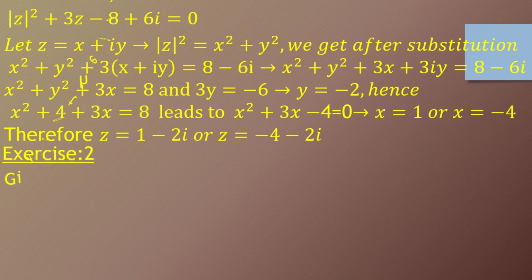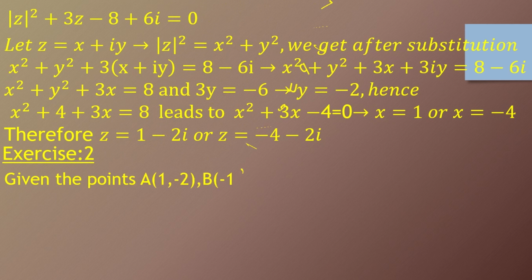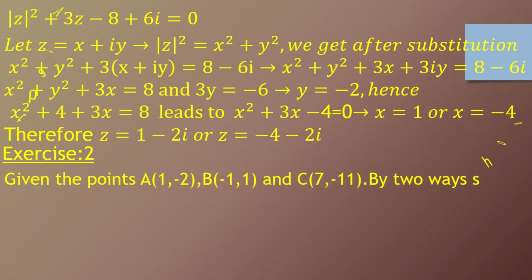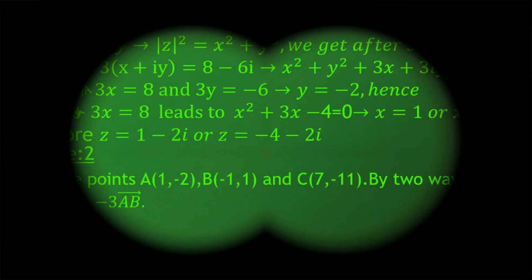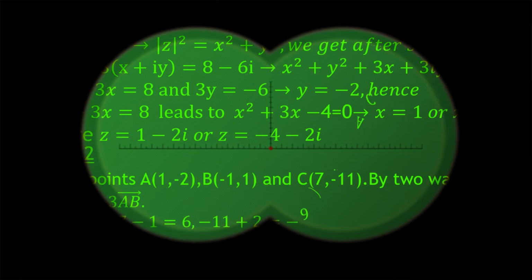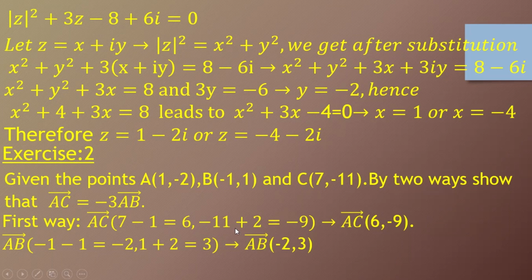Exercise 2. Given the points A, B, and C, show in two ways that vector AC equals minus 3 AB. First way, we find the coordinates of vector AC and vector AB. AC has coordinates xc minus xa and yc minus ya. xc minus xa is 7 minus 1 equals 6, and yc minus ya equals minus 9. So vector AC has coordinates 6, minus 9.